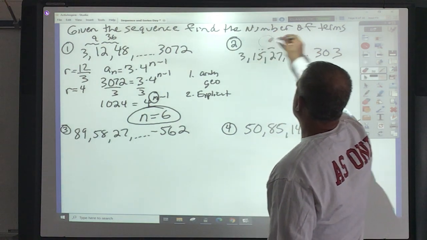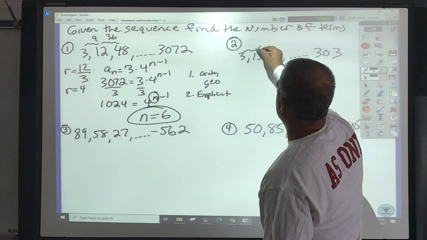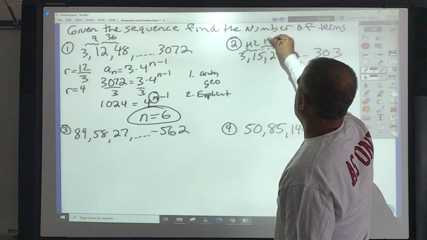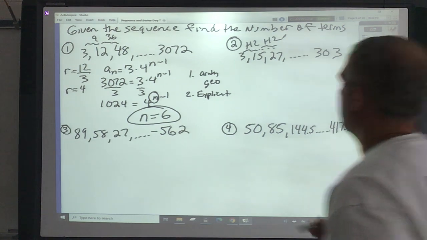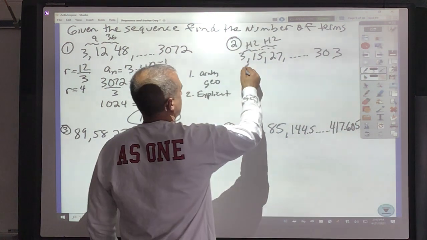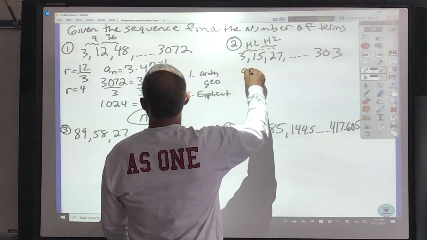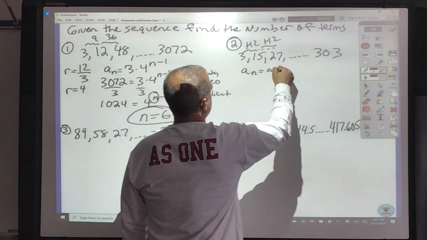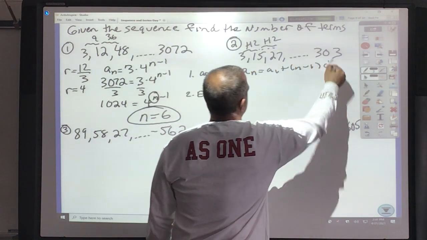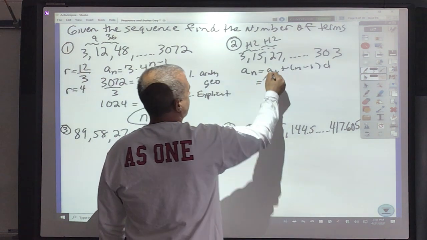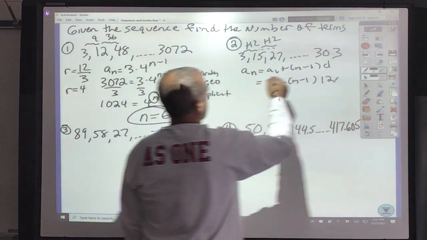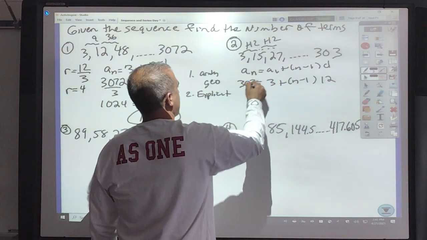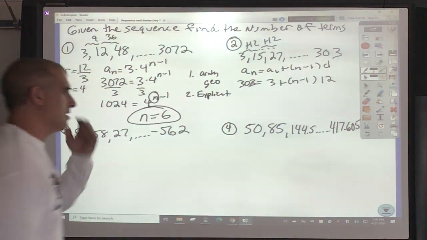Sorry. So I'd be doing plus 12, plus 12. Okay, so this is an arithmetic one. This is arithmetic, all right? So I got AN equals A1 plus N minus 1 times D. Now, I know my first term. I don't know the number of terms, but I know the letter D there is that. Okay, this is a little bit easier algebraically.